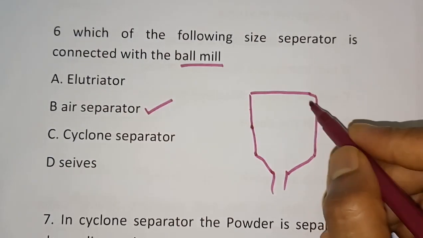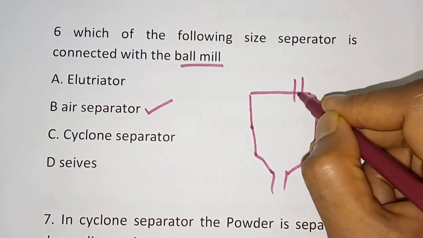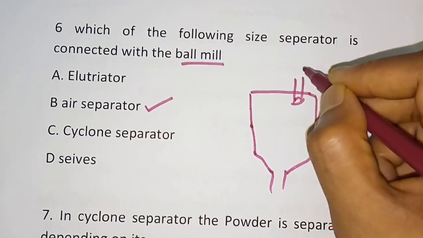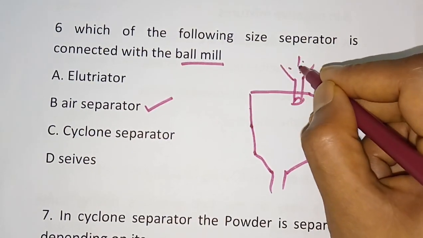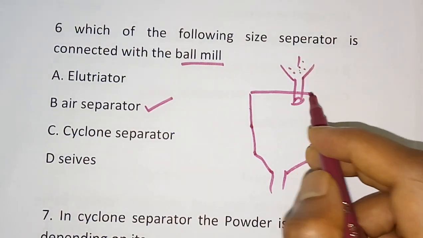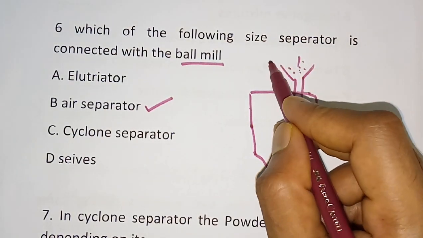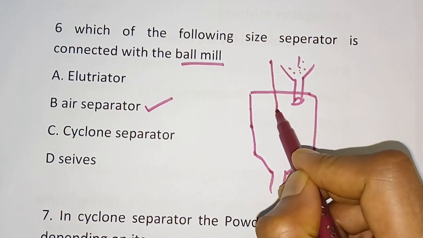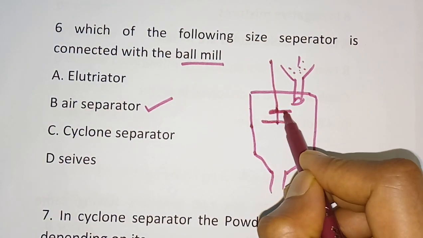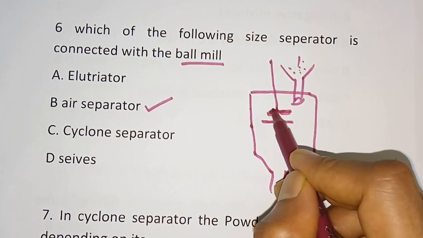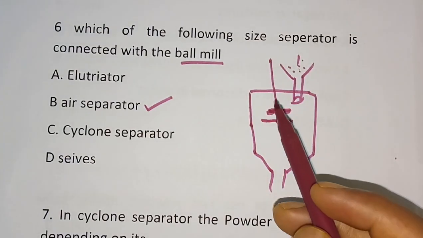Here it will go. Here we will give the feed inlet, meaning the powders that have to be separated, the mixture we have to separate here, and here will be one motor. That motor is connected with one disc as well as one blade. Disc will be there and blade will be there.